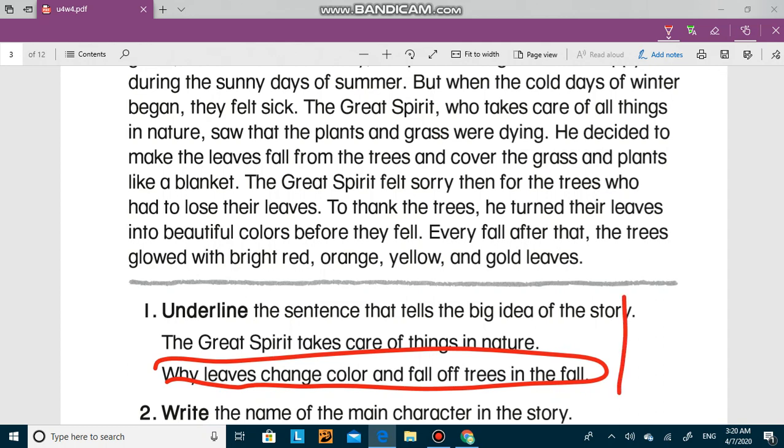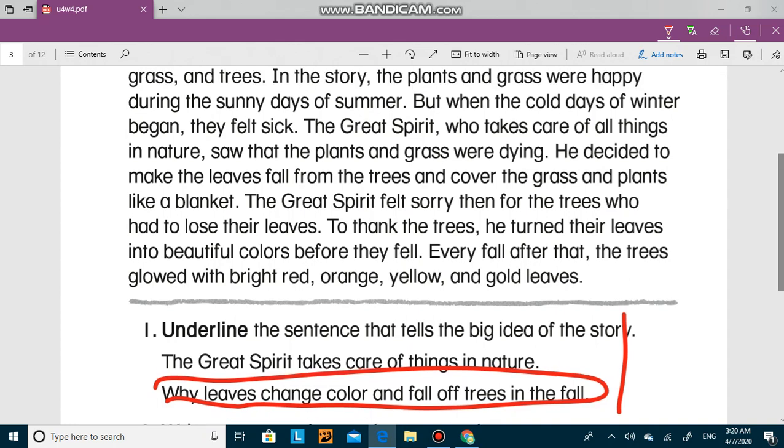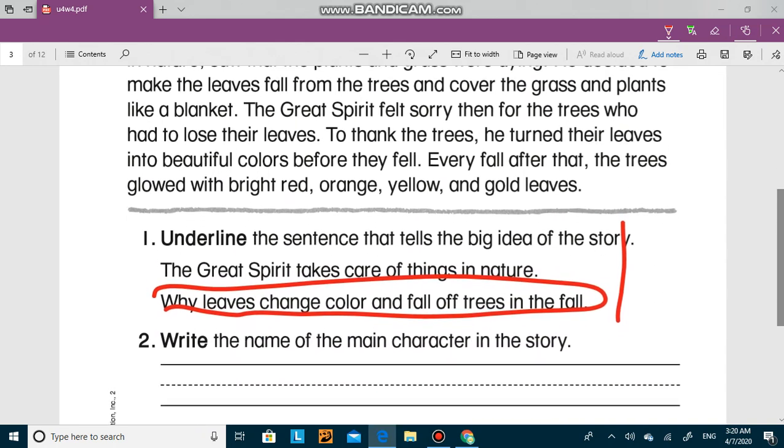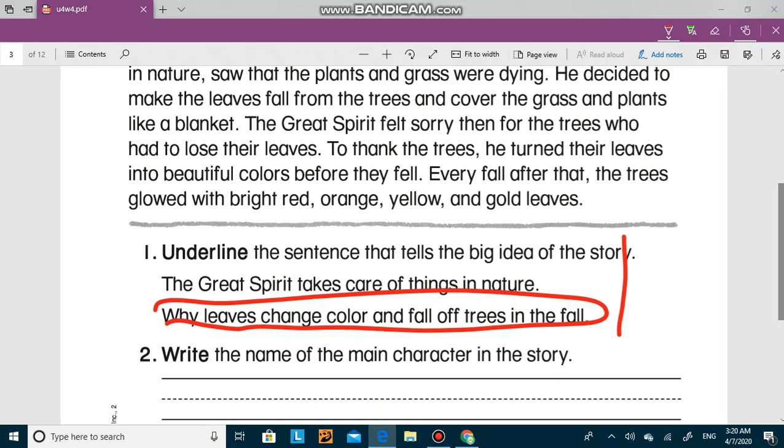Question number two. Write the name of the main character in the story. Who's the main character in the story? Yes, good. Great Spirit.